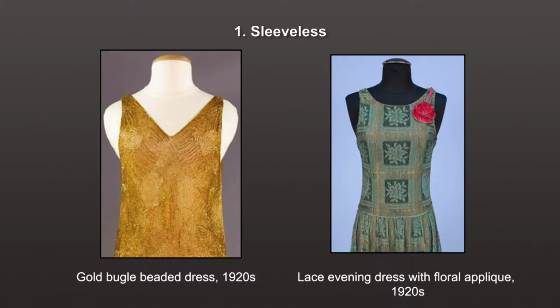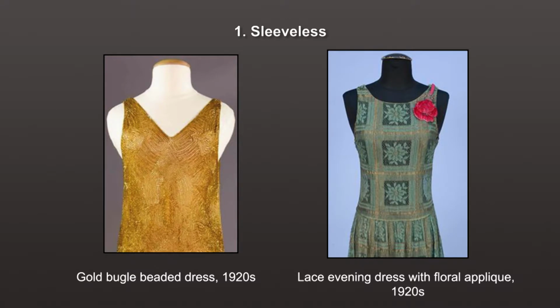This is a gold bugle beaded dress dating back to the 1920s. It has a tan colored cotton net embroidered with gold beads in a geometric pattern, and obviously it is sleeveless. If you observe carefully, the flapper fashion dresses of the 1920s are mostly sleeveless.